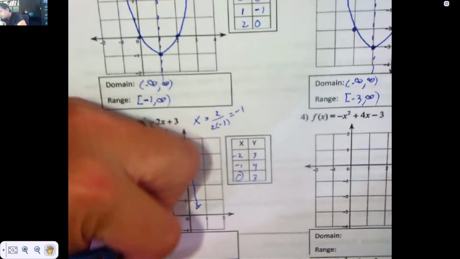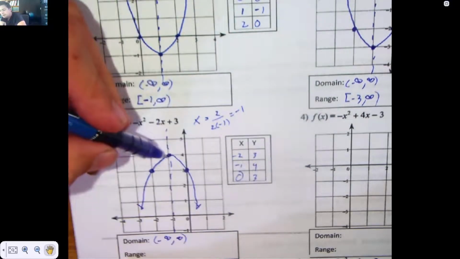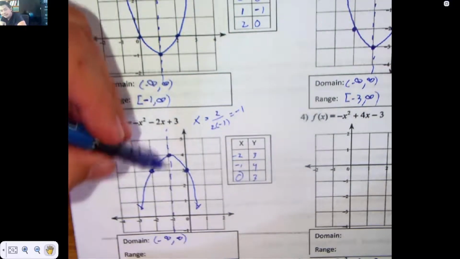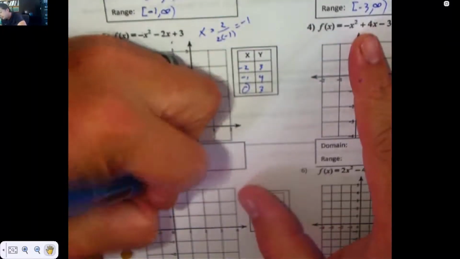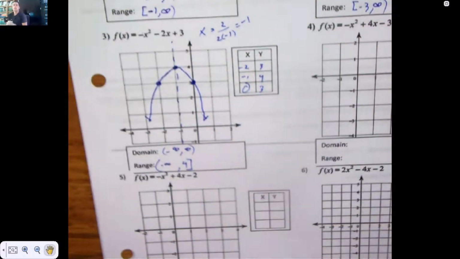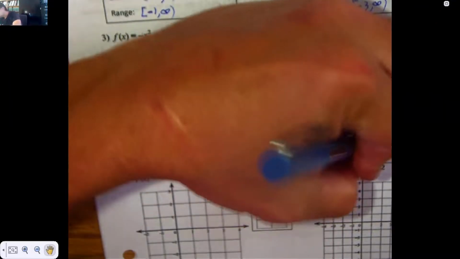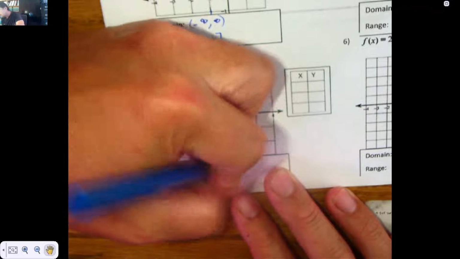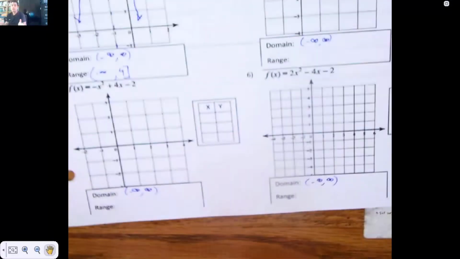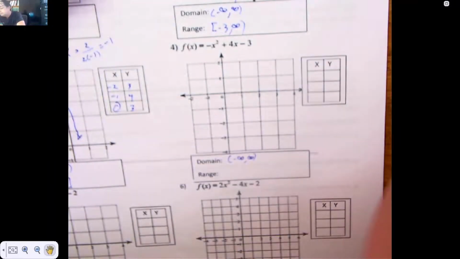Same domain, negative infinity to positive infinity. The range is going to be 4 to negative infinity. The high value is 4. I said that backwards. Let me make sure I write it properly. The range is negative infinity to 4. Low to high. That's how we do all these. If you haven't caught on, by the way, the domain for all of these is negative infinity to infinity. They all do. So 3 more to go on the front.